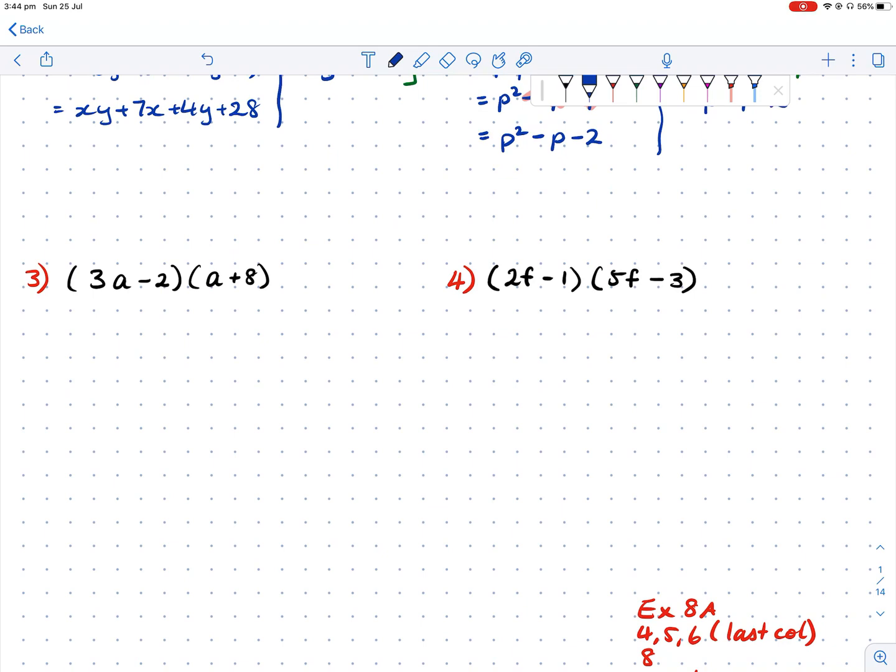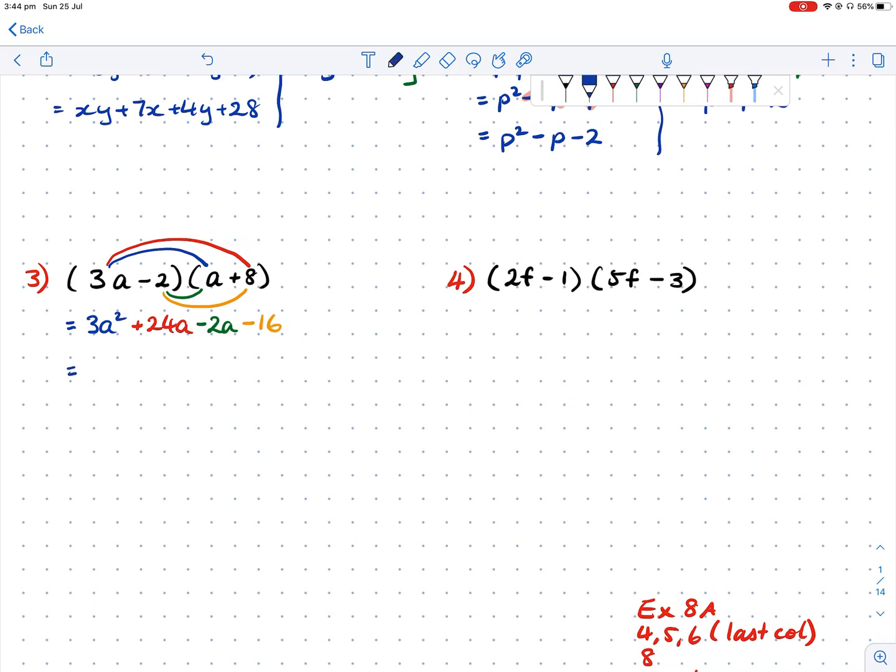Question 3 and 4, I'm going to just stick with the FOIL method. I think that's probably the easiest one to work with. If you want to use the bracket method, you're welcome to do that too. So for this question, in order to work out our FOIL, we're going to take the first numbers, multiply those. So 3a times a is 3a squared, plus the outside. 3a times 8 is plus 24a. Then we're going to multiply the inside. Negative 2 times a is minus 2a. And then your last term, negative 2 times 8 is negative 16.